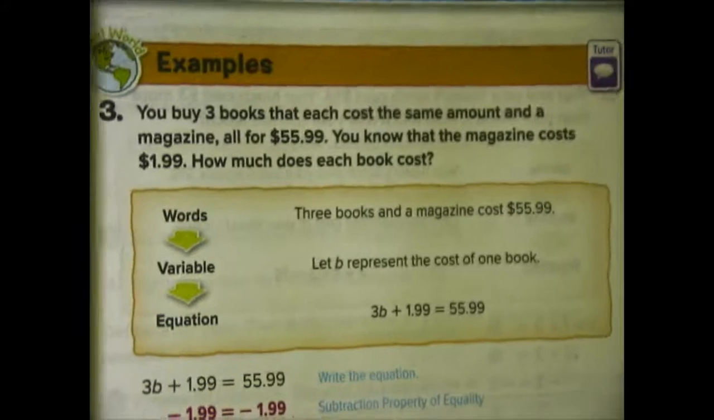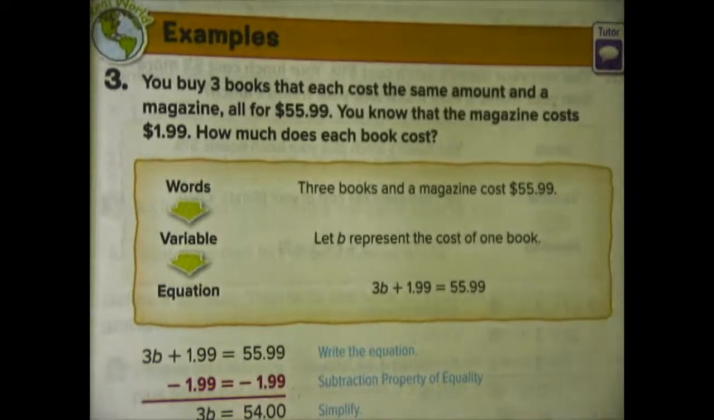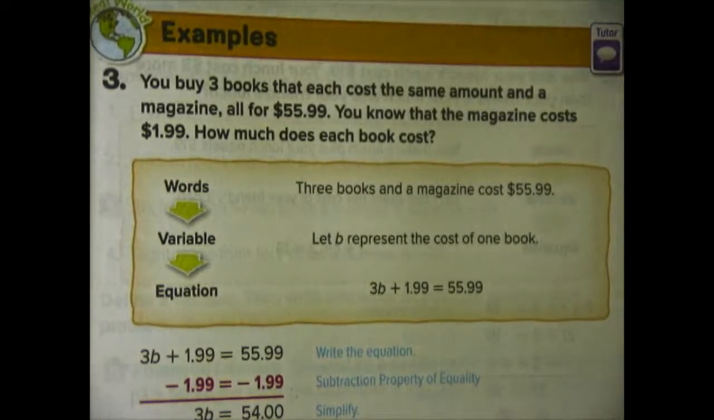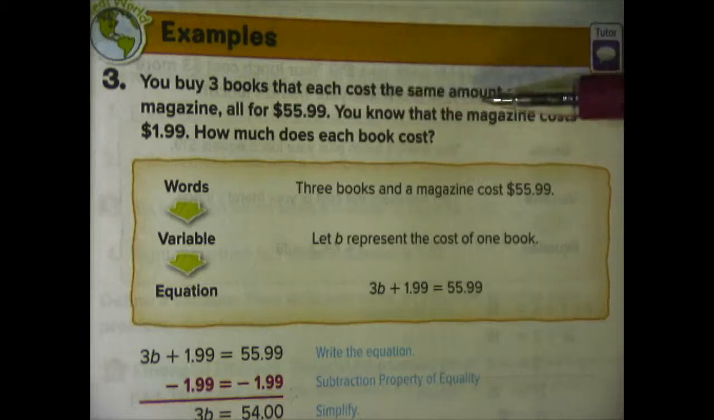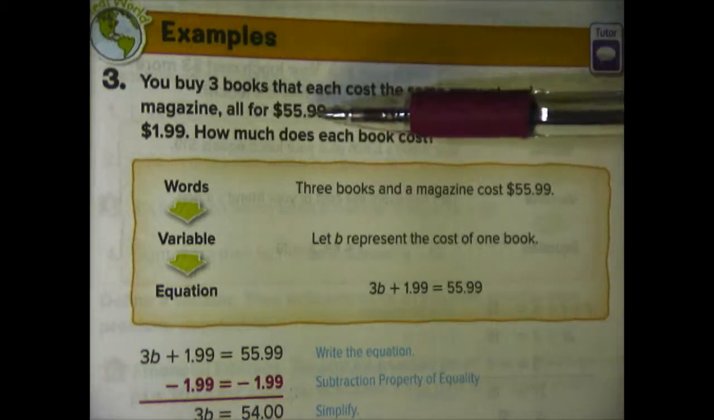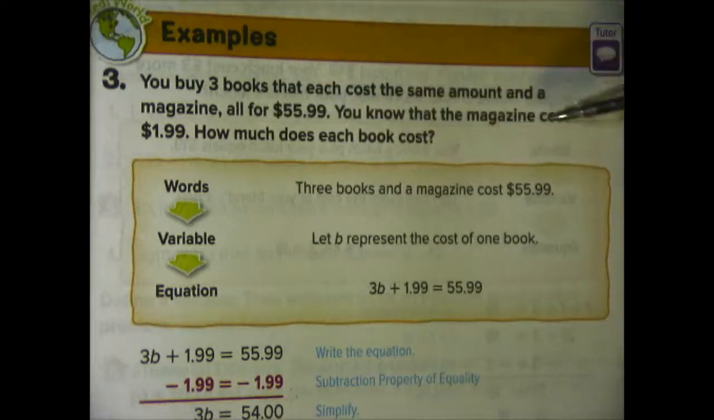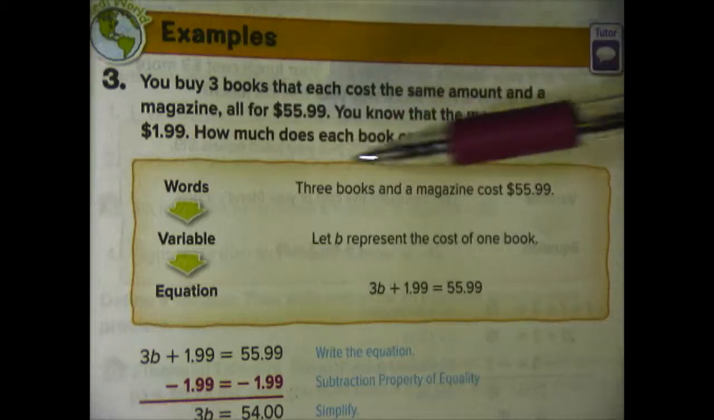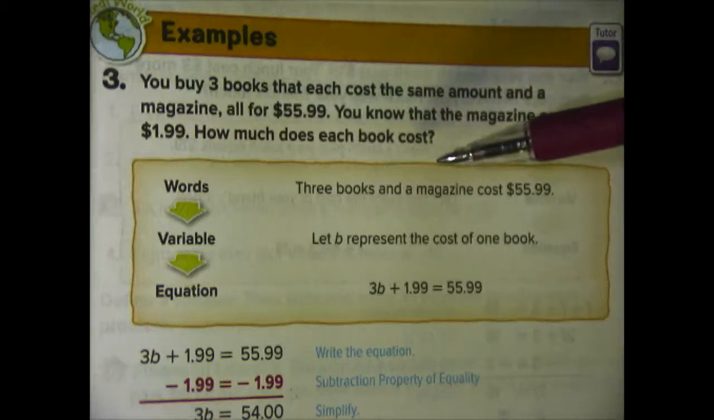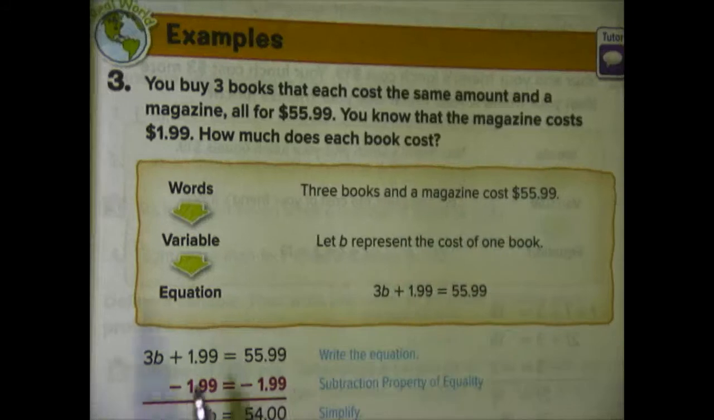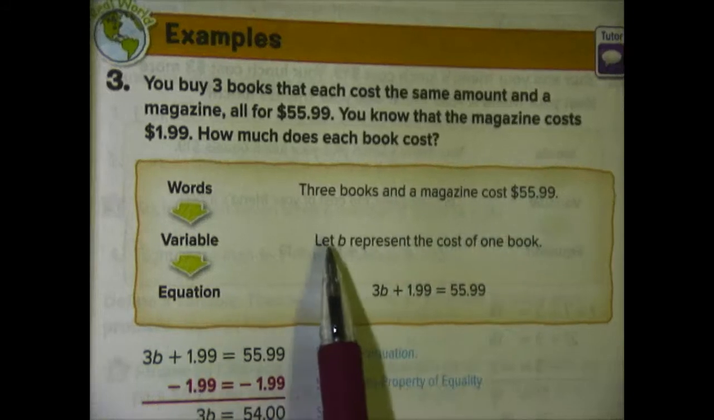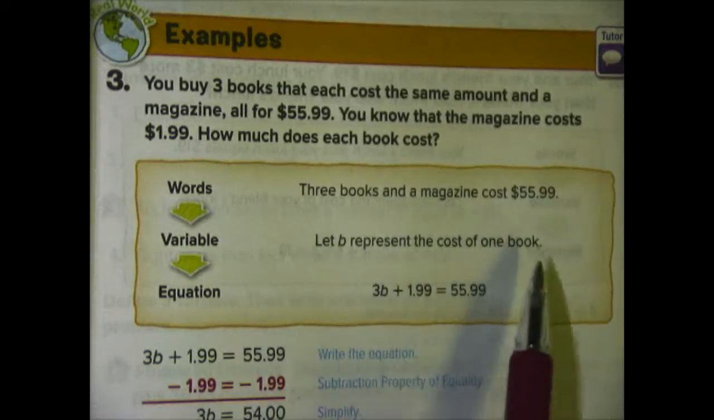So the whole reason behind translating words to math is so that we become more able to do word problems without panic. So number 3 says you buy 3 books that each cost the same amount and a magazine, all for $55.99. You know that the magazine costs $1.99. How much does each book cost? Well, the important words are 3 books and a magazine cost $55.99. In this case, they're letting B represent the cost of 1 book.